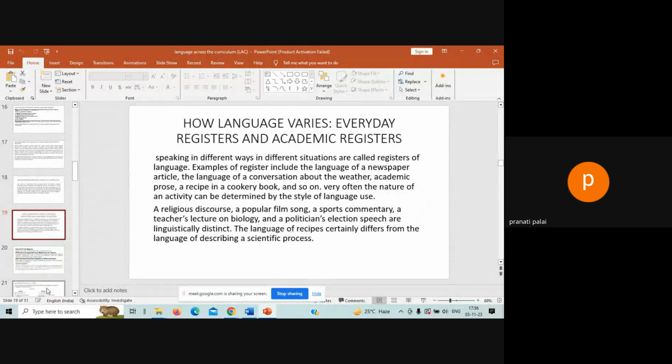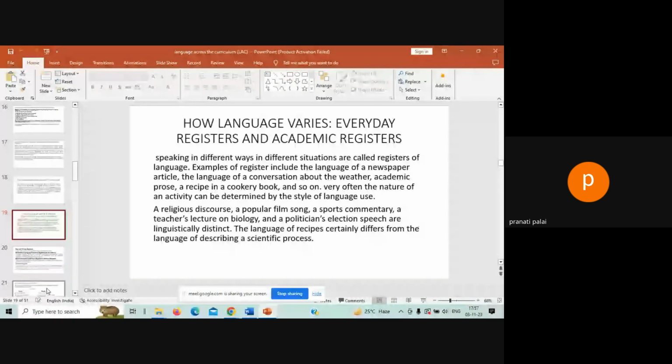how language varies from everyday register and academic register. Speaking in different ways in different situations are called registers of language. Examples of register include the language of a newspaper article, the language of a conversation about the weather, academic prose, a recipe in a cookery book, and so on.